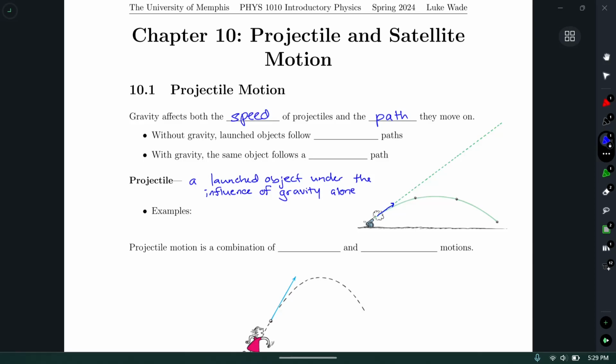If you launched a projectile in empty space, it would just continue in a straight line because that's what its inertia tells it to do. In the absence of a force like gravity, things move in straight lines at constant speed. Gravity tells it, no, you change your path, you change your speed, you accelerate. And so, instead, you would follow a curved path like this. And that lets us see what gravity does to projectiles, comparing these two paths.